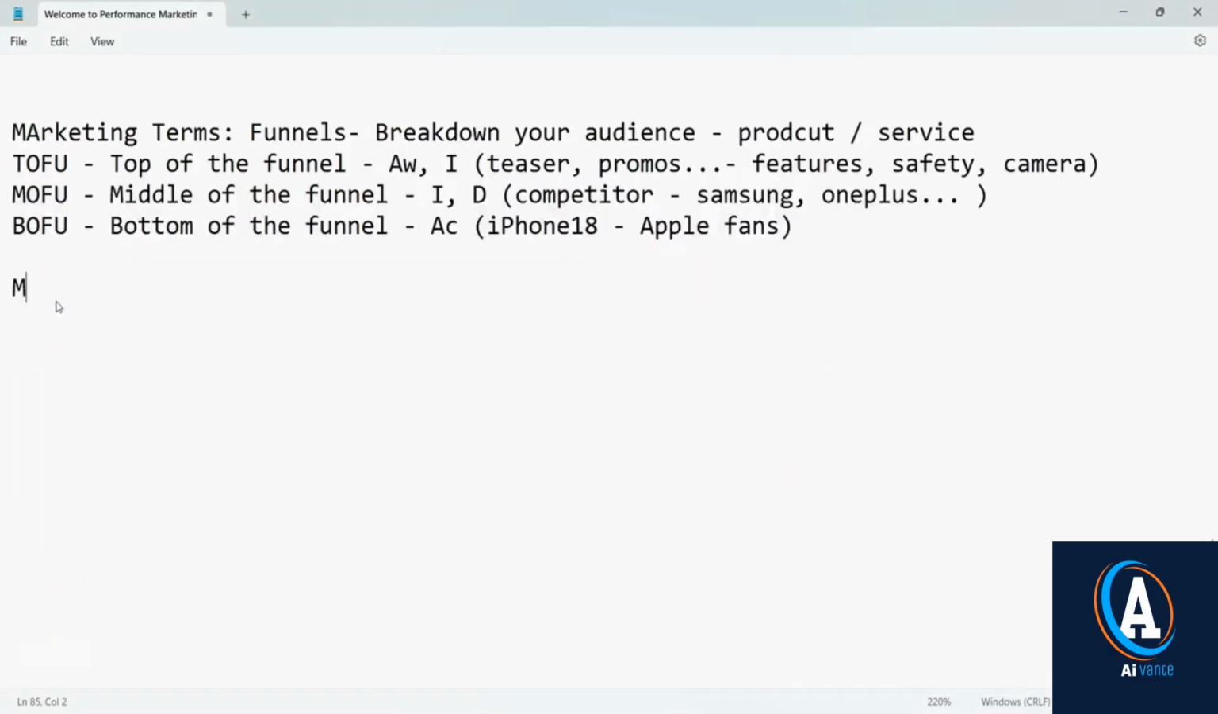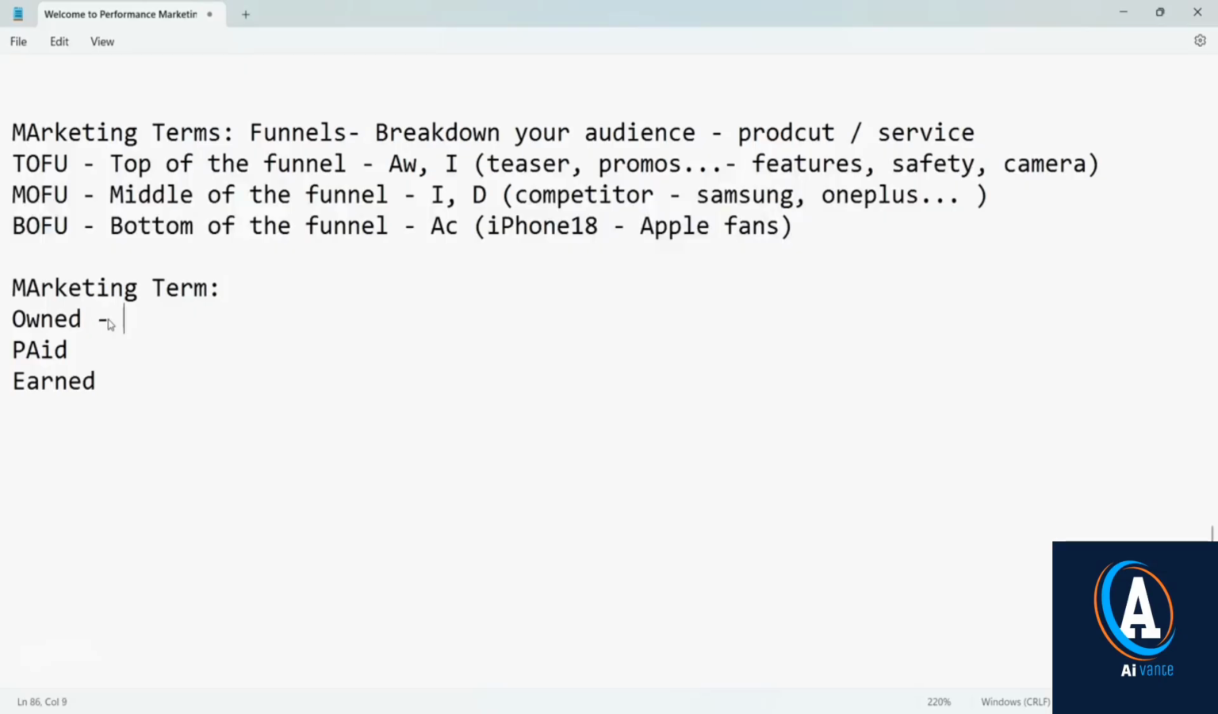Now let's move on to another marketing term, or combination of marketing terms, that we should be aware of, which is known as owned versus paid versus earned, right? So let's understand this first, and then we'll take the same example of the iPhone 18 launch. I hope you will get a better clarity of the same.